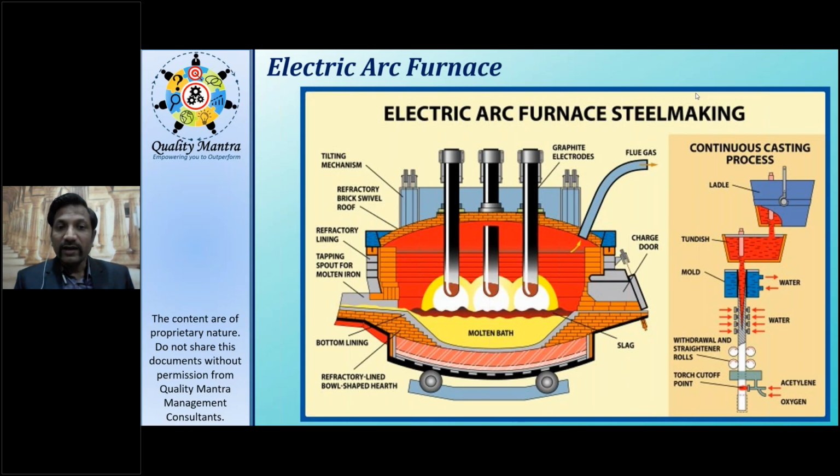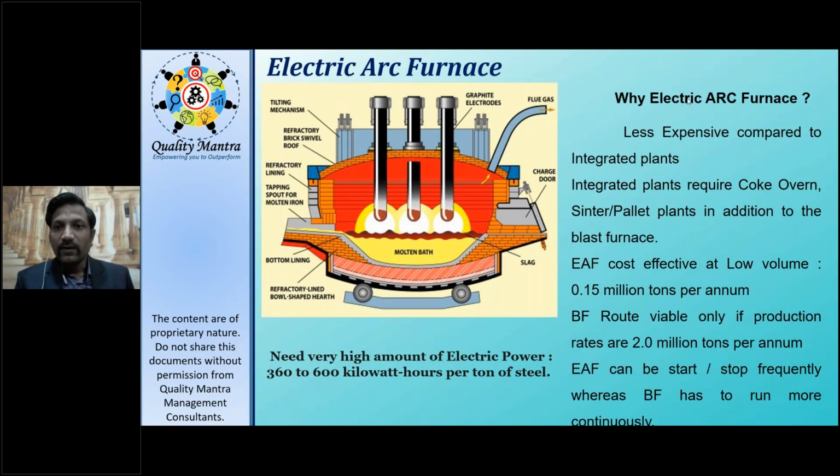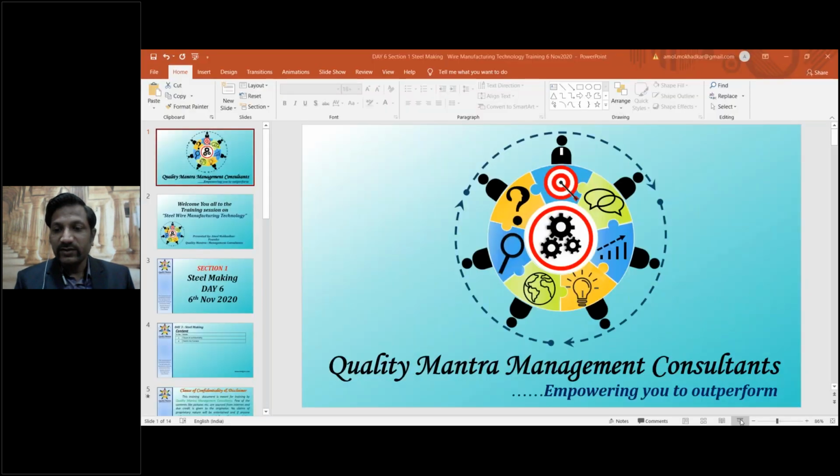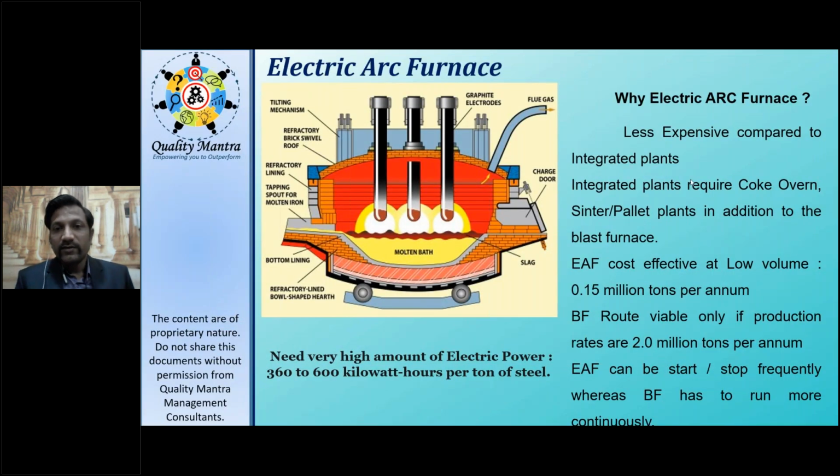So as you can see from the schematics, there is a hearth. First of all, we will go through why it is used. Number one is that it is less expensive, which Gaurav also answered. It is less expensive compared to an integrated plant. So why is it less expensive? Because when we have an integrated plant, what will you require? We will require the coke oven plant, sinter pellet plant, and blast furnace, which is a huge investment.